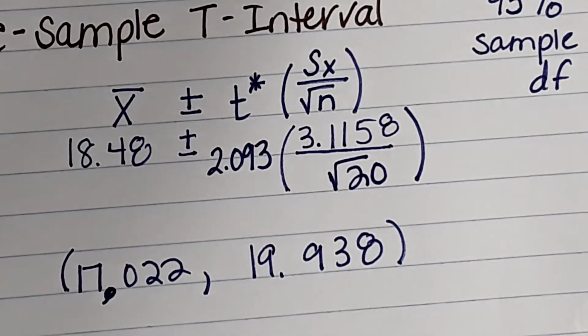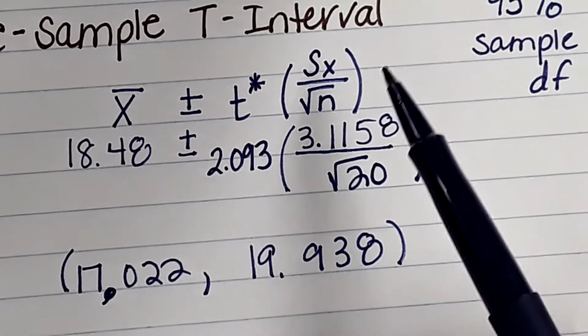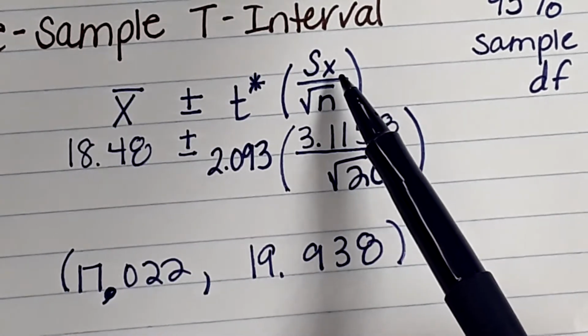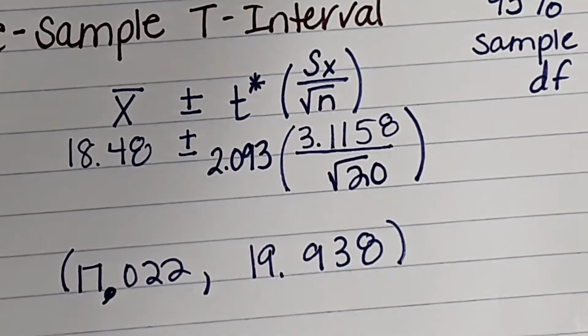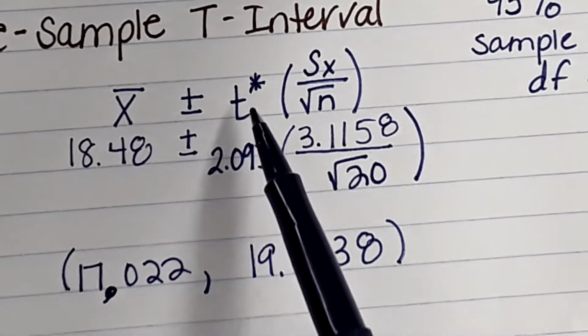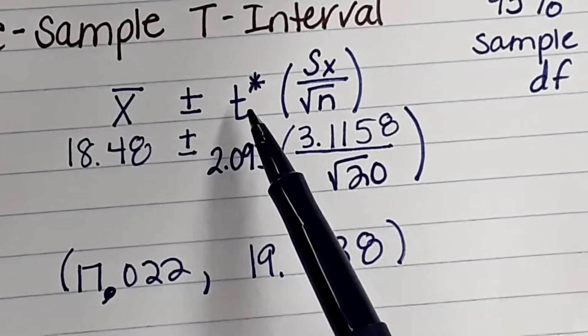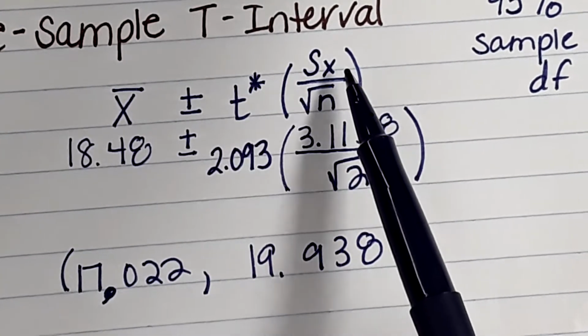What questions do you have? What's the difference between a T-star and a Z-star? A T-star is when they gave us data, and they also gave us S of X. A Z-star, you always use for proportions. For means, the only time you use Z-star is if they give you sigma.